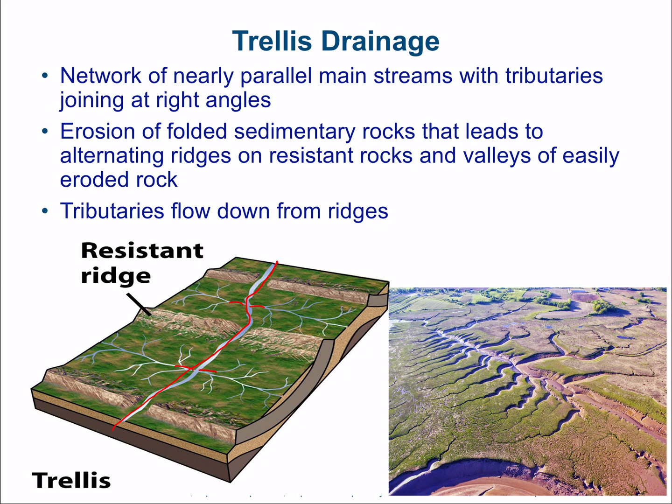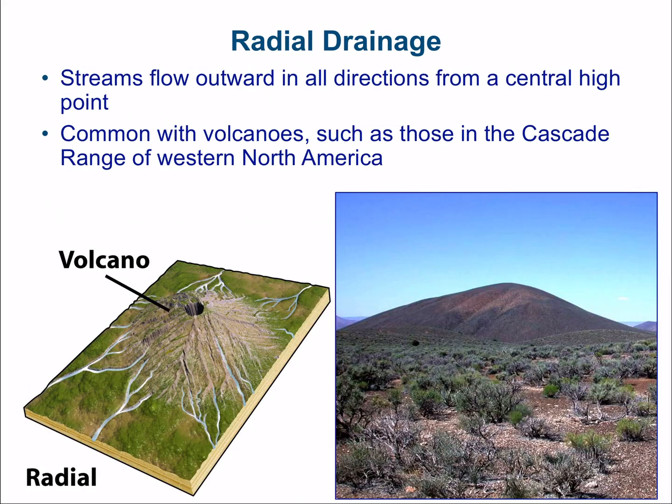But remember, this can only happen in areas where you have both resistant and non-resistant rocks. The radial type of drainage pattern is when your streams are going to flow outward from a central high point. And this picture shows a good radial pattern on a volcano. And that is typically where you're going to see that radial pattern. We see a lot of that in the Cascade Range out west.